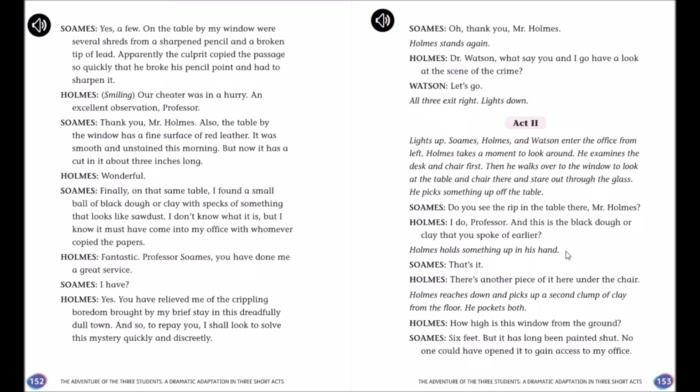Holmes holds something up in his hand. Soames. That's it. Holmes. There's another piece of it here under the chair. Holmes reaches down and picks up a second clump of clay from the floor. He pockets both. Holmes. How high is this window from the ground? Soames. 6 feet, but it has long been painted shut. No one could have opened it to gain access to my office.